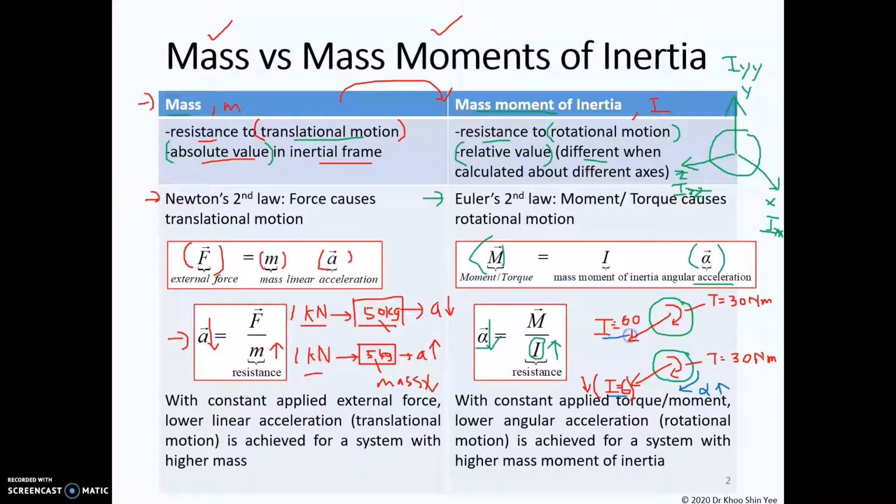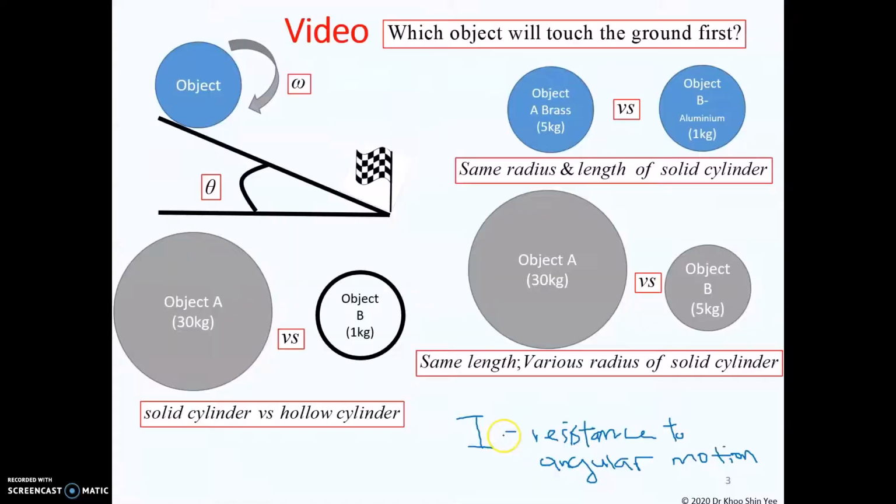If your mass moment of inertia is high, then the resistance to the angular motion will be high as well. So in this case, the angular motion, which is the angular acceleration, will be low due to the high resistance here. So you have learned that the mass moment of inertia is the resistance to the angular motion. Higher the resistance, slower the rotation.